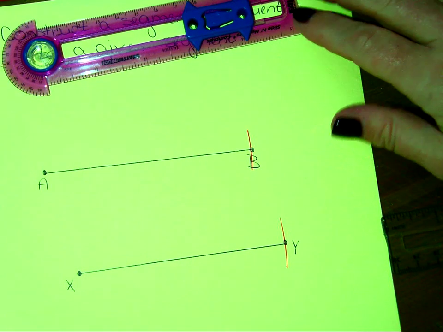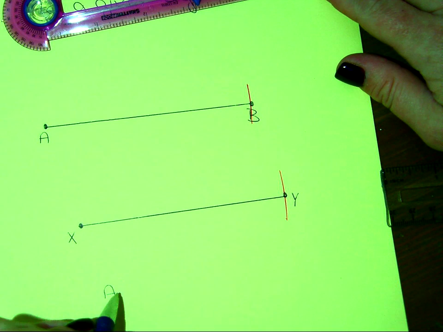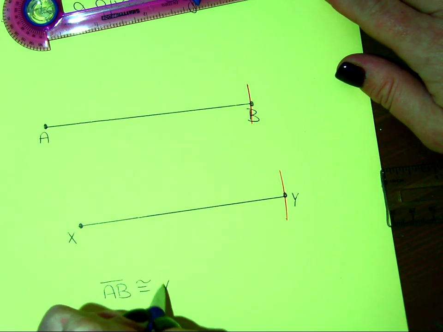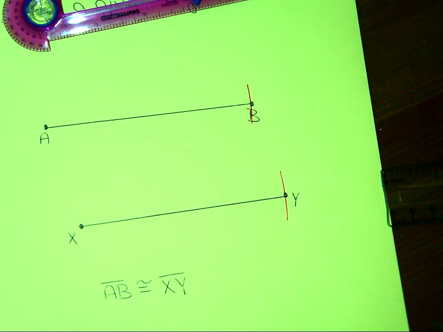Now my segment congruent statement, in this case I have created AB is congruent to XY. And those are both segments, therefore getting segment notation markings on the top.